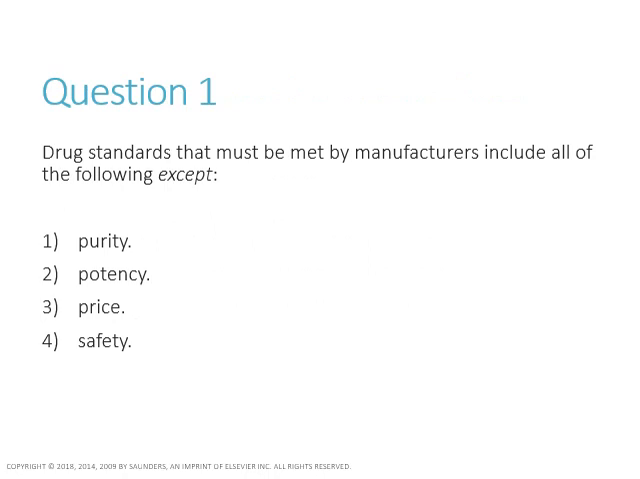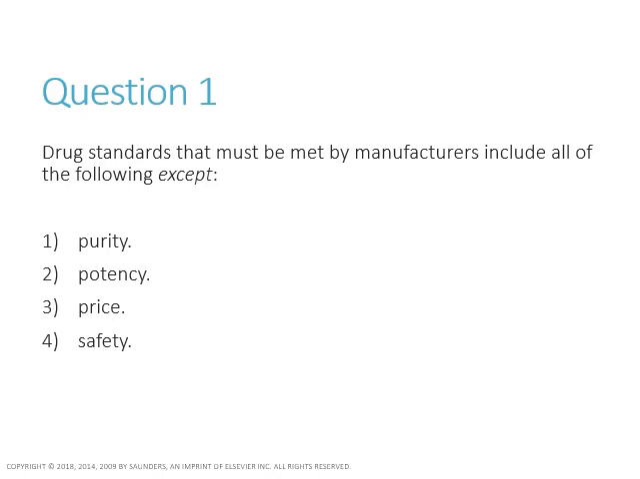Question number 1. Drug standards that must be met by manufacturers include all of the following except: 1, purity, 2, potency, 3, price, or 4, safety. It's going to be 3. Price is the correct answer. That is not included. It's not a standard that must be met by manufacturers.